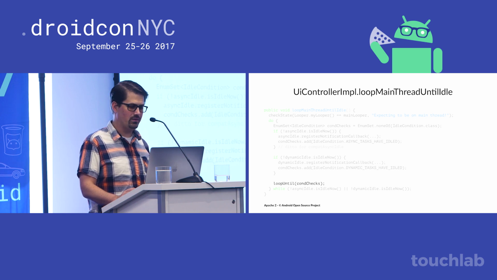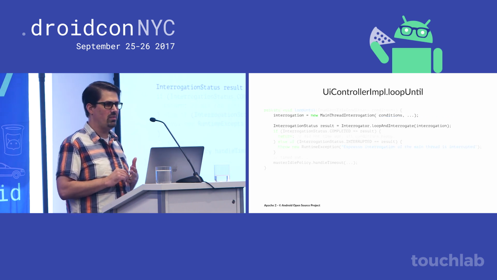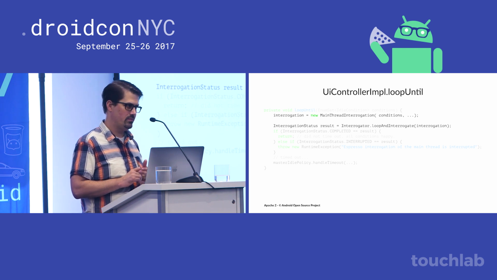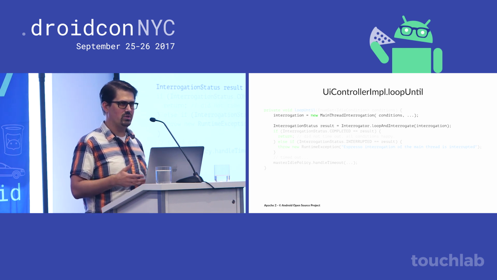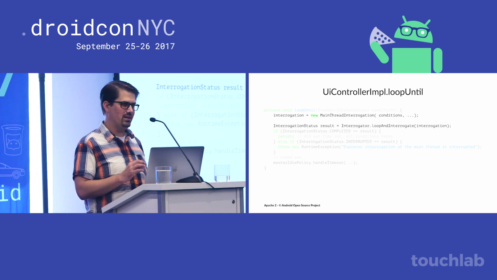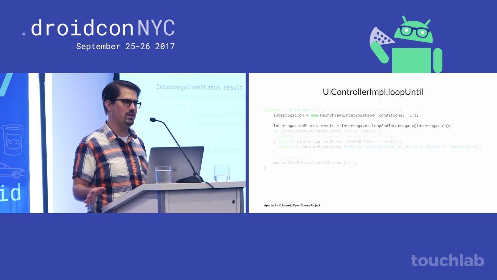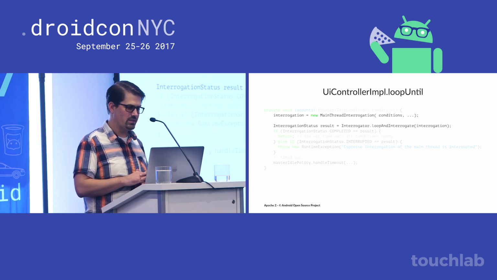Well, let's look at what that does. loopUntil uses a thing called MainThreadInterrogation, and MainThreadInterrogation is actually an implementation of an InterrogationHandler. We'll see the handler on the next slide. It's a kind of confusing name, because the InterrogationHandler is a totally different concept than the handlers that are part of loopers and main threads. So handlers mean totally different things here.